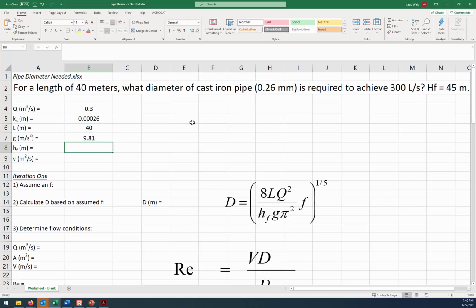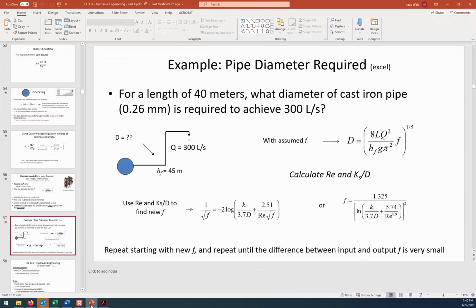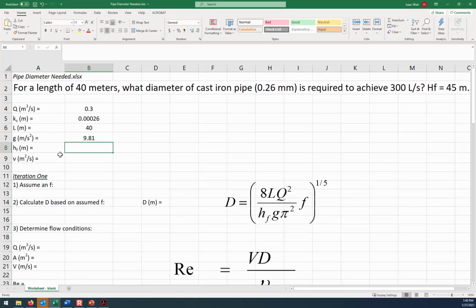G is 9.81. The head loss is given as 45 meters of head loss. Okay, so I'm going to put 45 meters of head loss, and then the kinematic viscosity of water is 1e minus 6. So that will return 10 to the minus 6th.